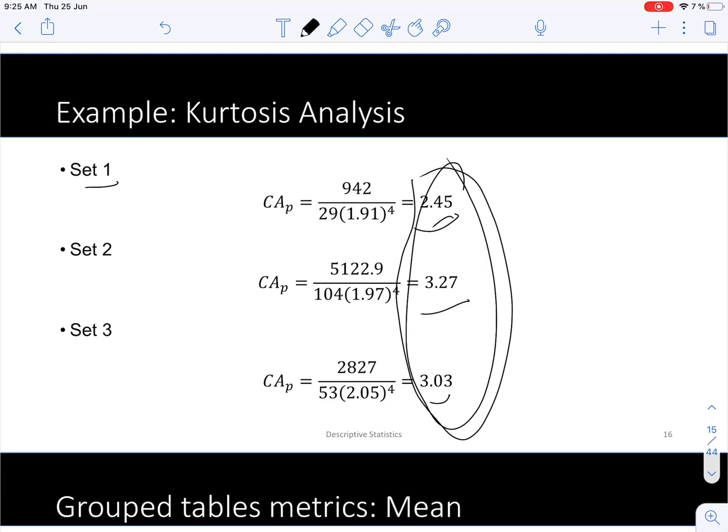So just to summarize, we have two shape metrics, skewness and kurtosis. Skewness measures if your data is symmetric or not, and the kurtosis measures how sharp or flat is your peak.